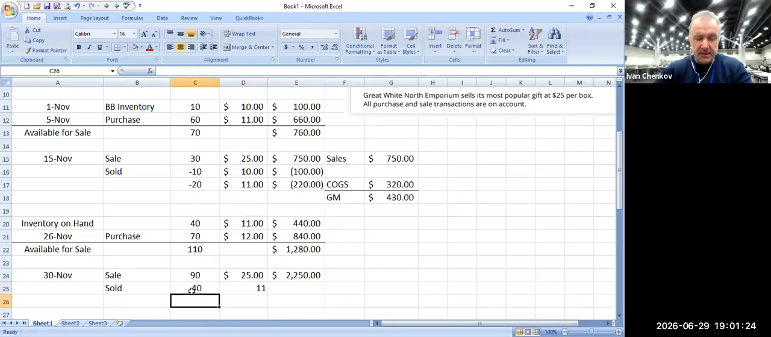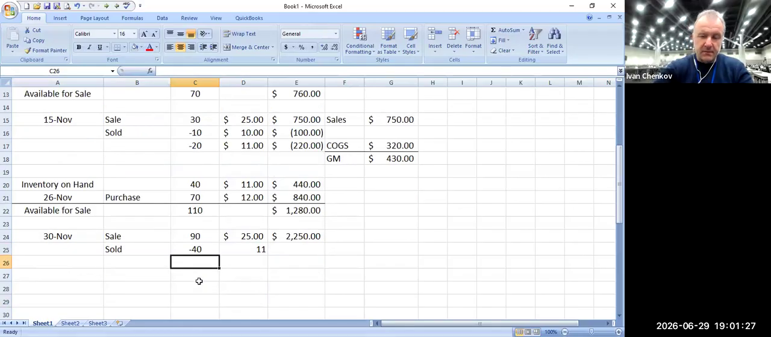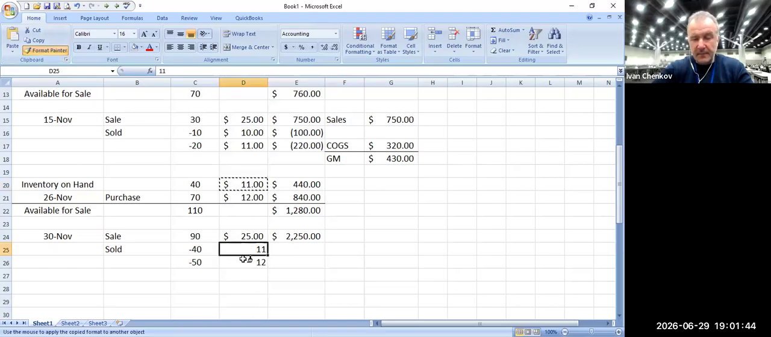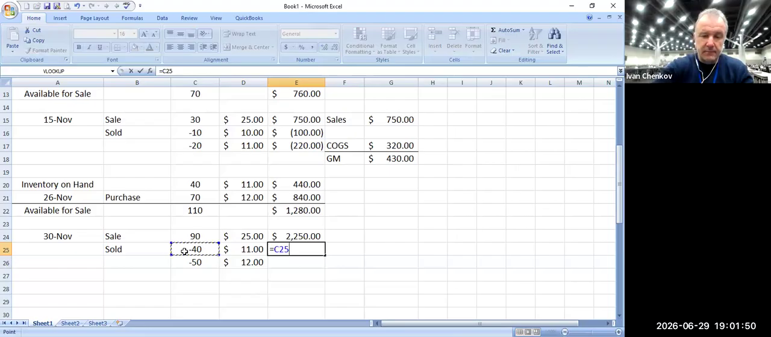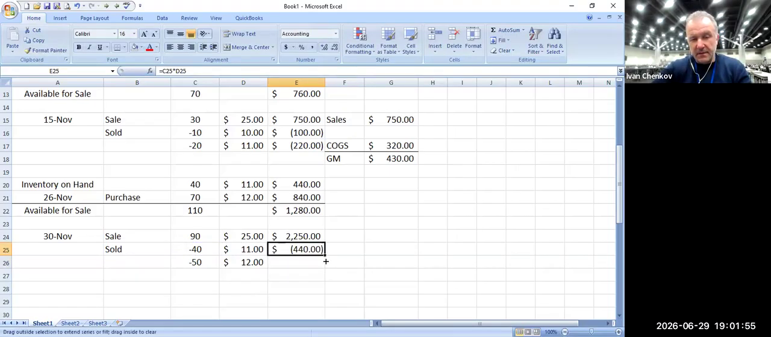And the next thing that we're going to sell is another 50 units. But those 50 units, now they're going to come from the most recent purchase from November 26, which comes at $12 per unit. Once we have this information, what we can do, we can calculate the cost. Our cost is 440 here and 600 here.